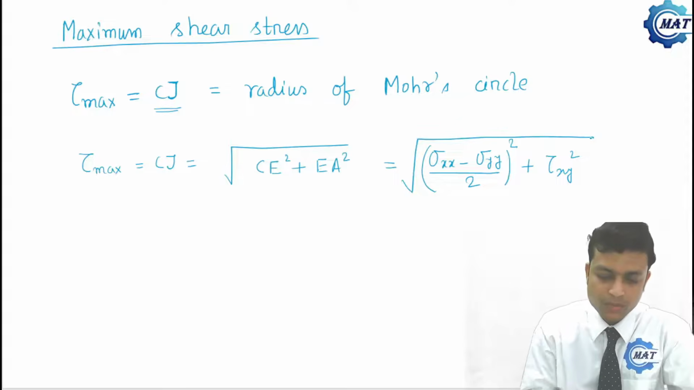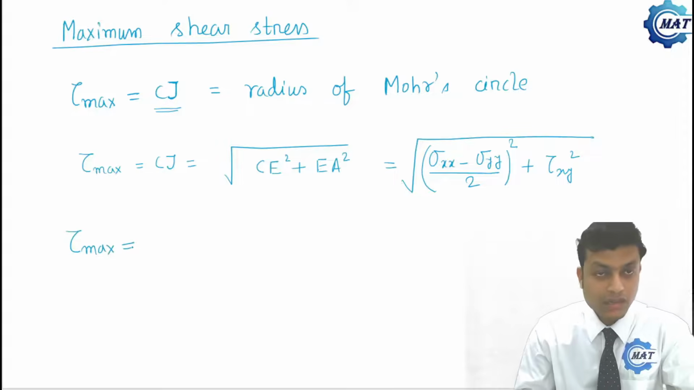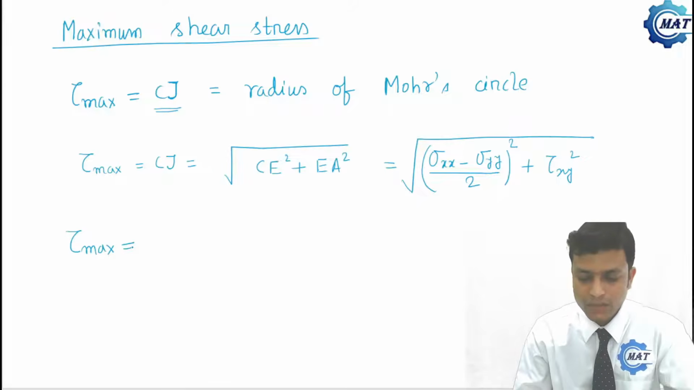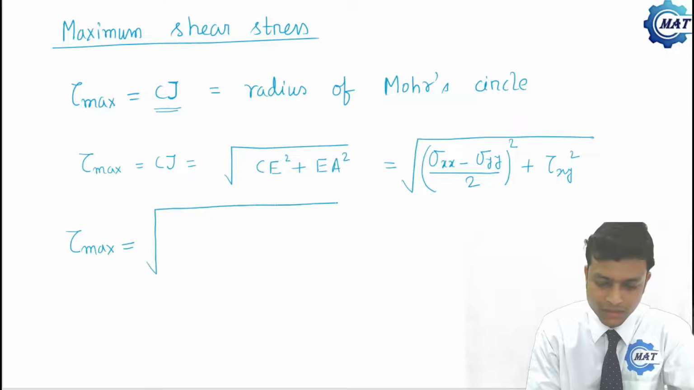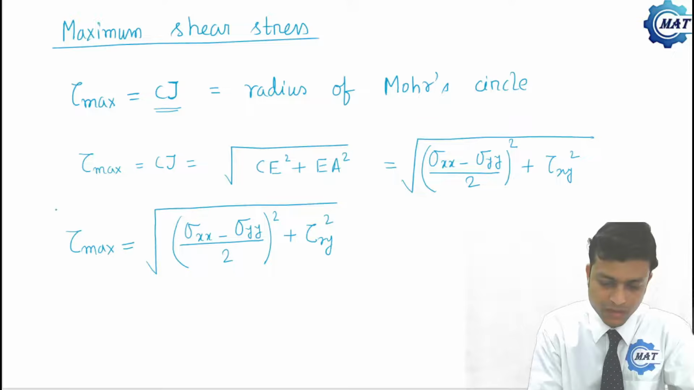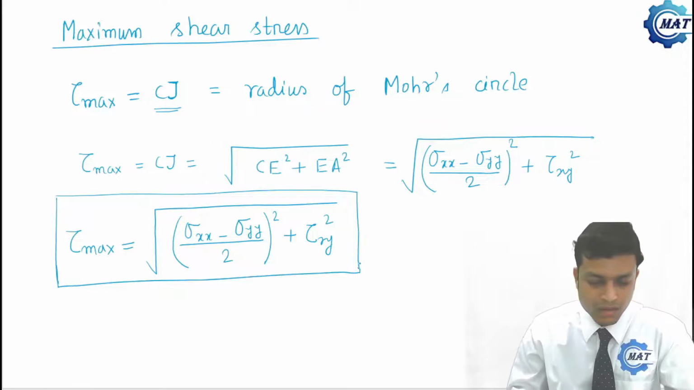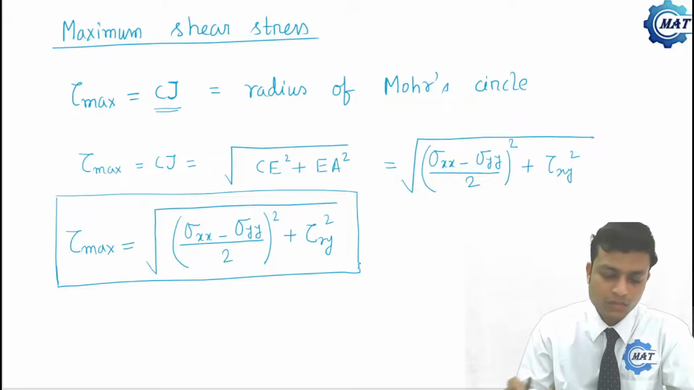So the expression of tau max, that is nothing but the radius of the Mohr circle, and the expression is root over sigma xx minus sigma yy by 2 whole square plus tau xy square. So this is the expression of maximum shear stress. Now we have to note another point. To note that, let us move to the figure.